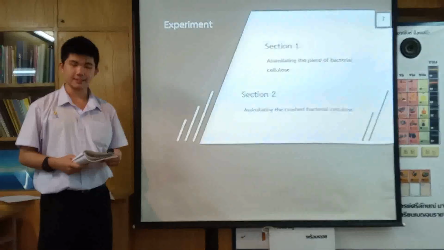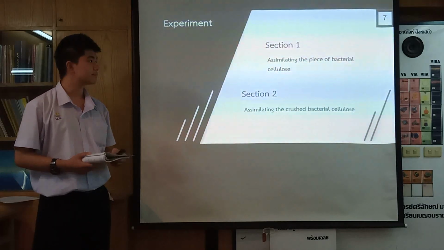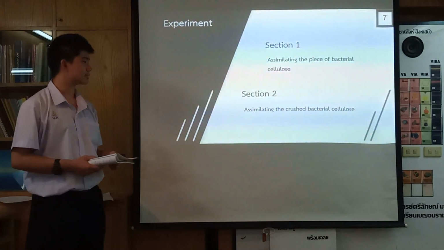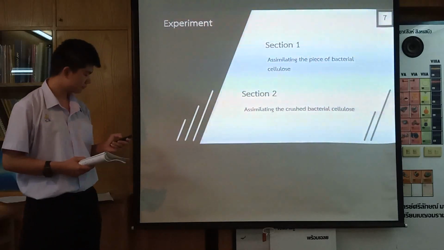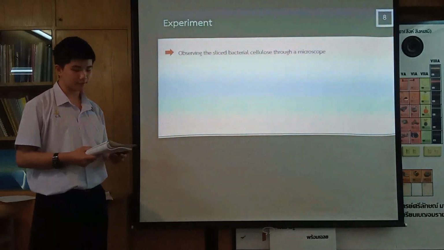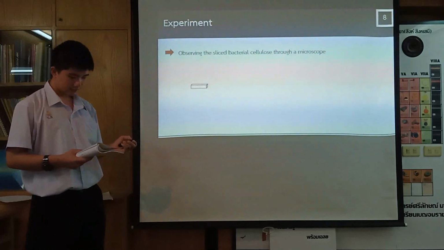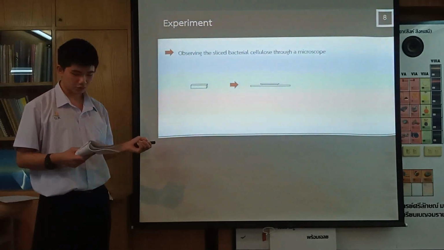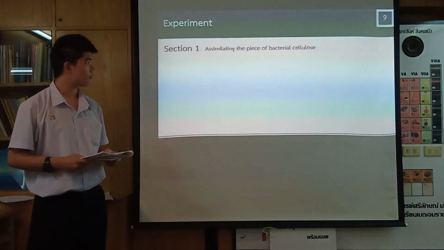The experiment that I did is divided into two parts. The first part is assimilating the piece of bacterial cellulose, and the other part is assimilating the crushed bacterial cellulose. First of all, we want to know the structure of the bacterial cellulose. So, we cut the bacterial cellulose into thin sheets, then observe under the microscope.